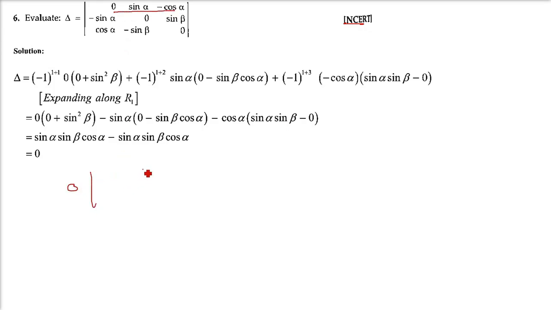So open it using the first row: 0 into, I'm not writing anything because ultimately it will be 0. Minus sin alpha, I'm using the second: 0 minus 0 times sin alpha, and minus cos alpha. So minus sin alpha, and when you write this, minus sin alpha and cos alpha, and it will be sin alpha, sin beta and 0. Minus will be plus.